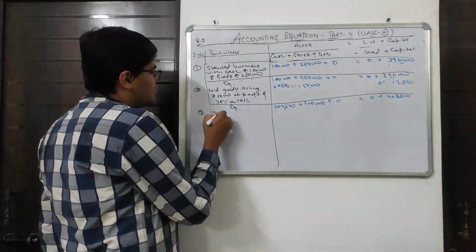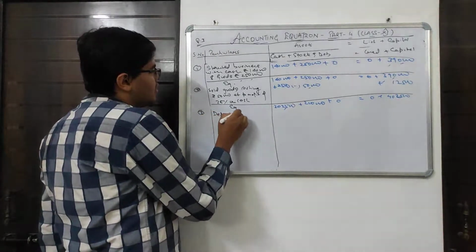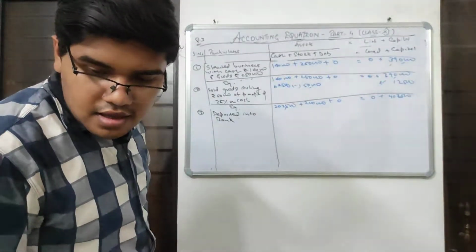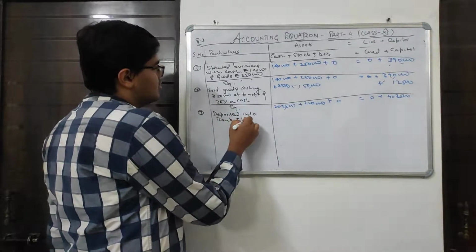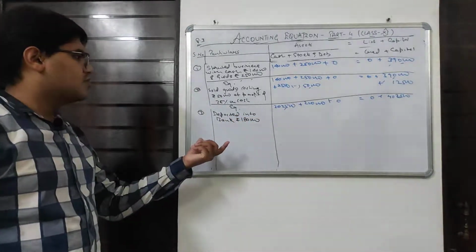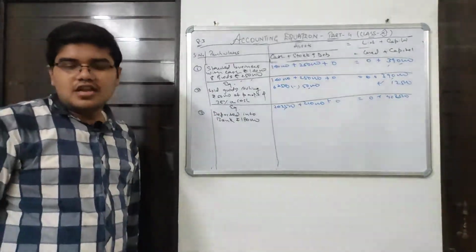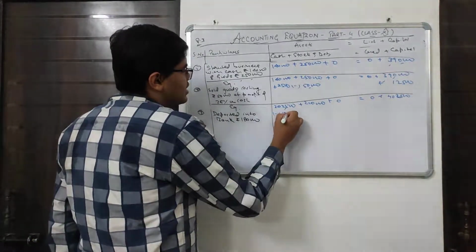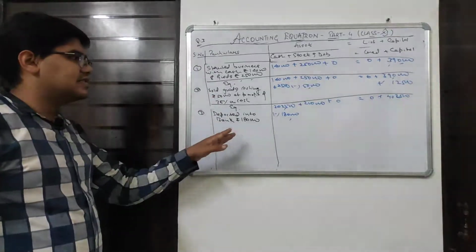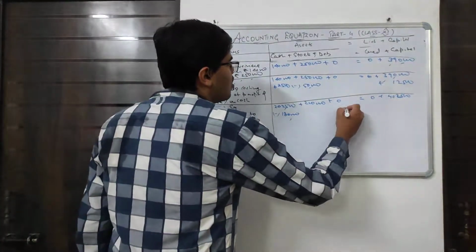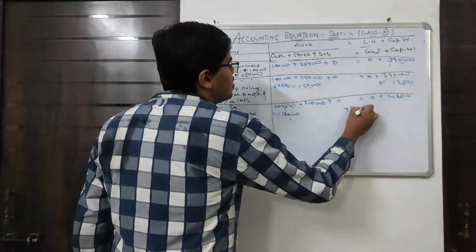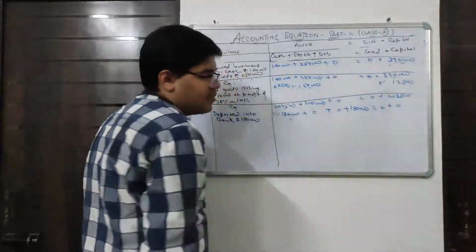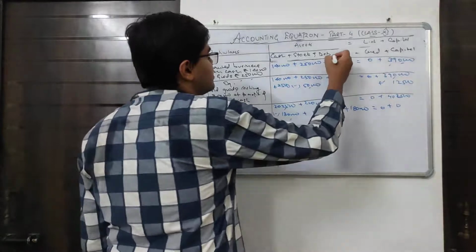Third transaction is: deposited into bank rupees 1,80,000. Now what are we depositing into the bank? It is obvious that we are depositing cash into our bank. So cash will be deducted by 1,80,000, and since bank is an asset because it provides financial assistance, one more column will be added, 1,80,000 of bank, and there is no change in stock, debtor, creditor or capital. So you have to include one more column here, that is of bank.